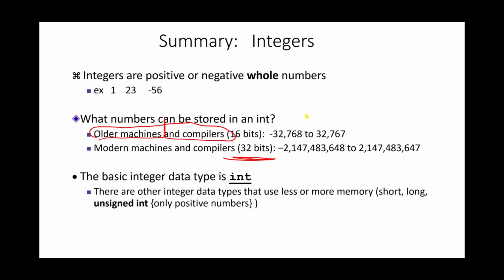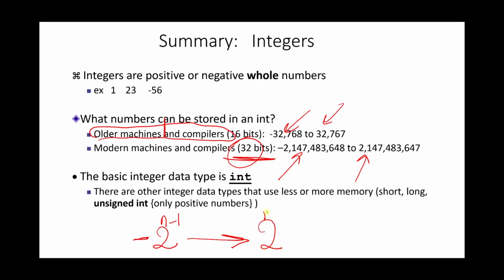And this is how you get the numbers. If I know that I have 32 bits, you know the formula right now. The range is from negative 2 raised to n minus 1, to positive 2 raised to n minus 1, minus 1. This is how you get it, n being the number of bits.